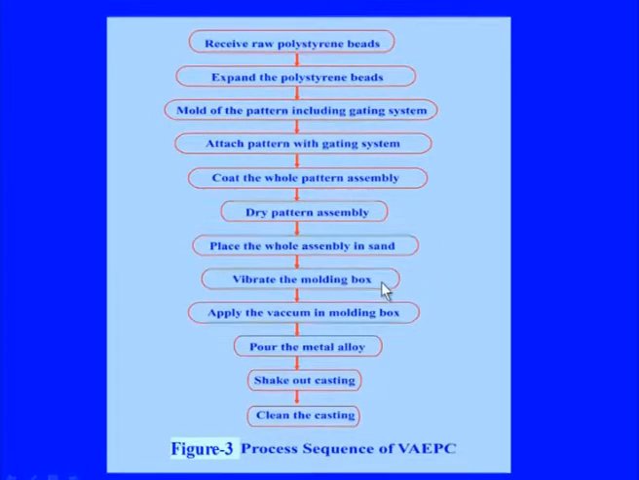Then the molding box is vibrated, then the vacuum is applied on the molding box. Then in the next step, metal alloy is poured, and then the casting is shaken out, followed by cleaning of the casting.